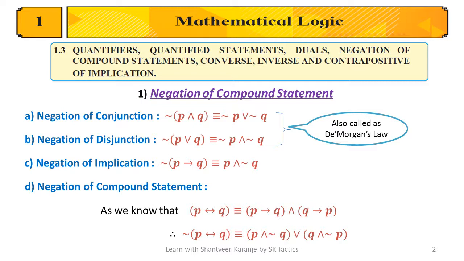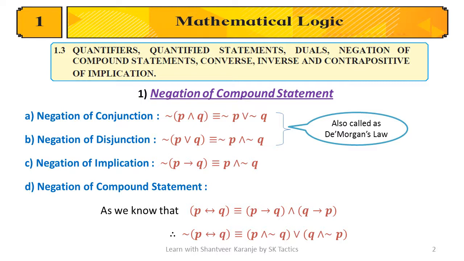Its negation is obtained by using negation of implication. Again this 'and' is converted to 'or', and for the other implication, negation of implication is used, giving Q and negation of P. I repeat, negation of (P biimplies Q) is equivalent to (P and negation of Q) or (Q and negation of P). This is all about negation of compound statements.